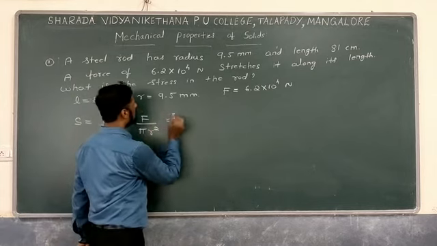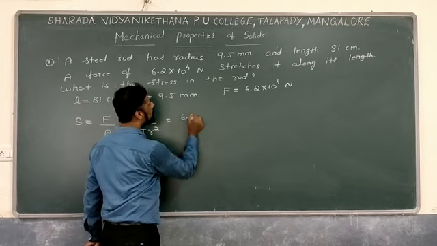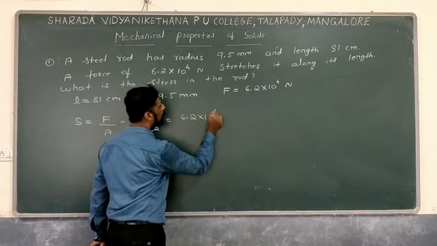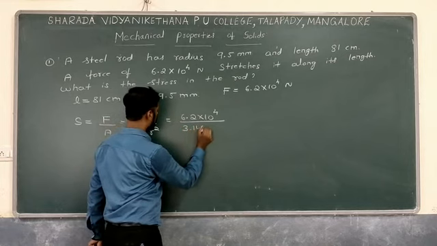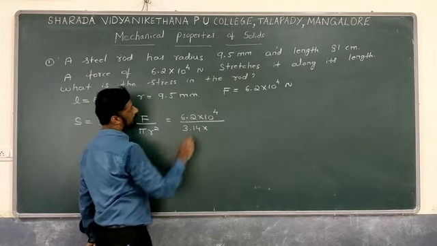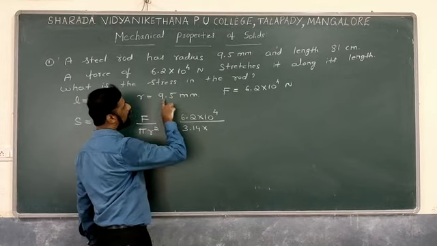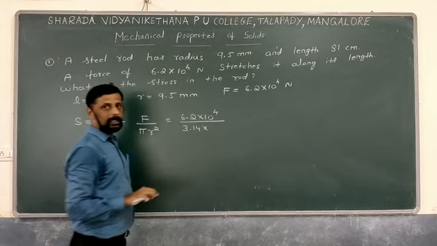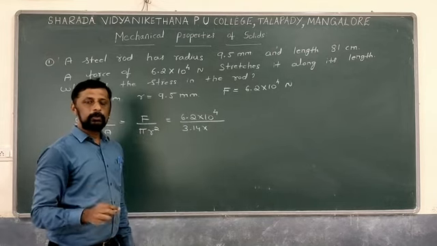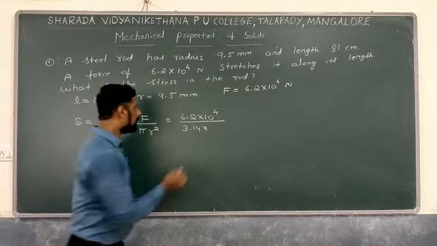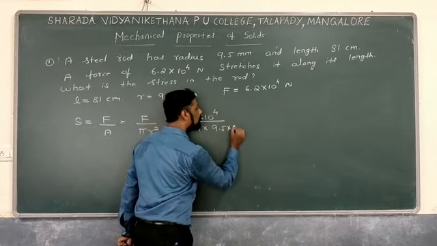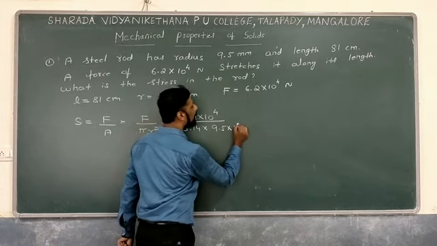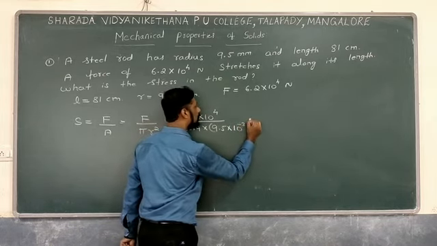Now substitute the values. F value is 6.2 into 10 power 4 divided by pi value 3.14 multiplied by r. Radius is given by how much? 9.5 millimeter. It is given in millimeter, so you should convert it into meter: 9.5 into 10 power minus 3, whole square.